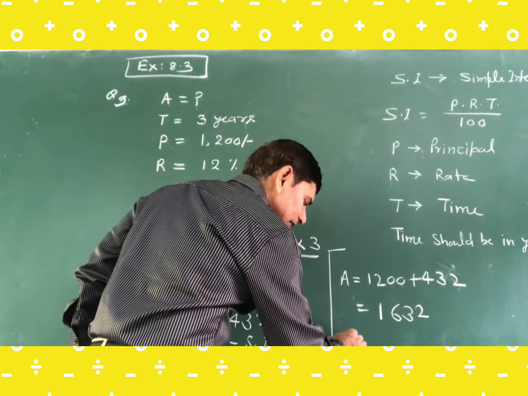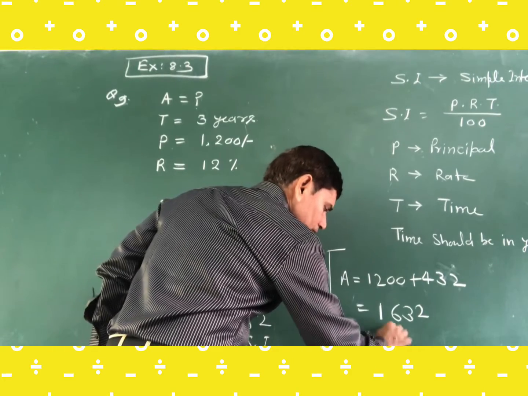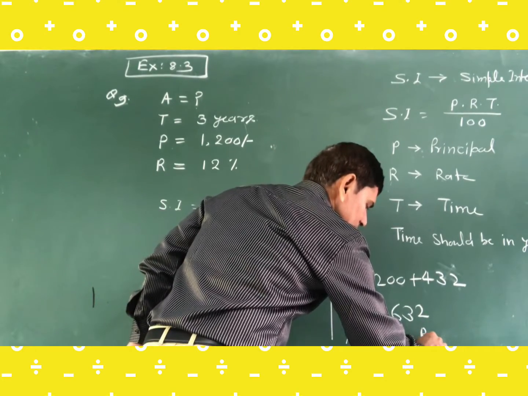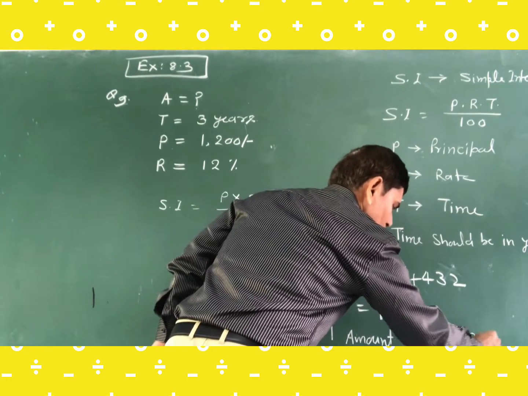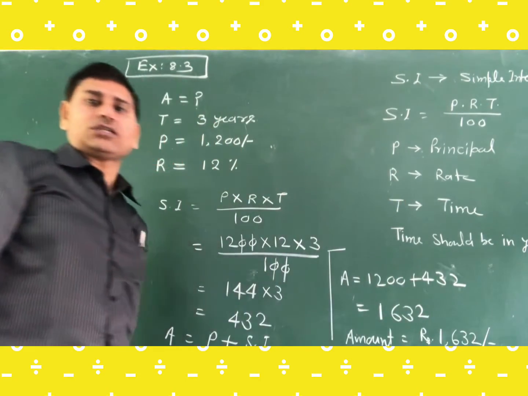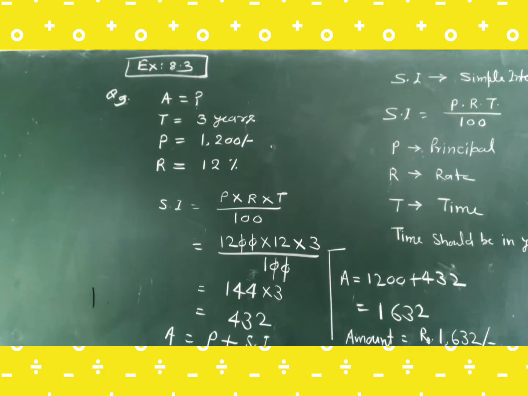So this is the amount. Finally you can write the answer: amount equals rupees 1632. This is the answer of this question. You will observe that this question is so easy. You only put the values in the formula, then you will get your answer.